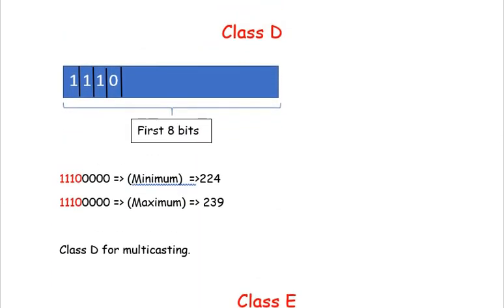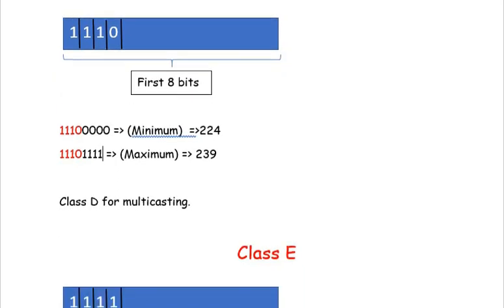And class D. Leading bits are 1, 1, 1, 0. This is the first 8 bits. Minimum value is 1110 followed by rest 4 zeros, which is 224. 1110 followed by rest 4 ones is the maximum, 239. Class D is for multicasting.